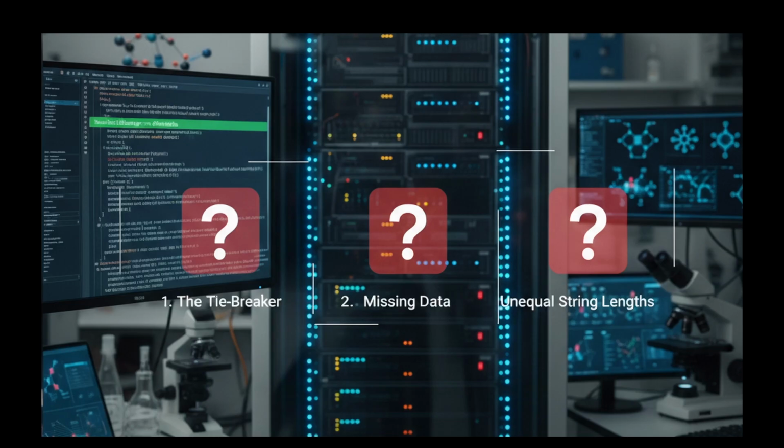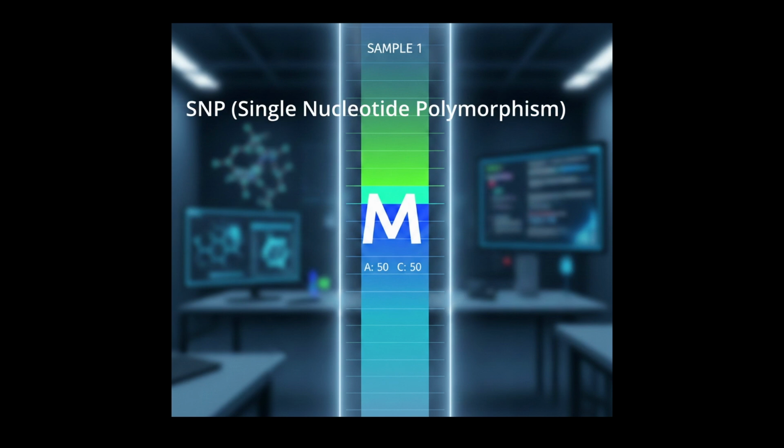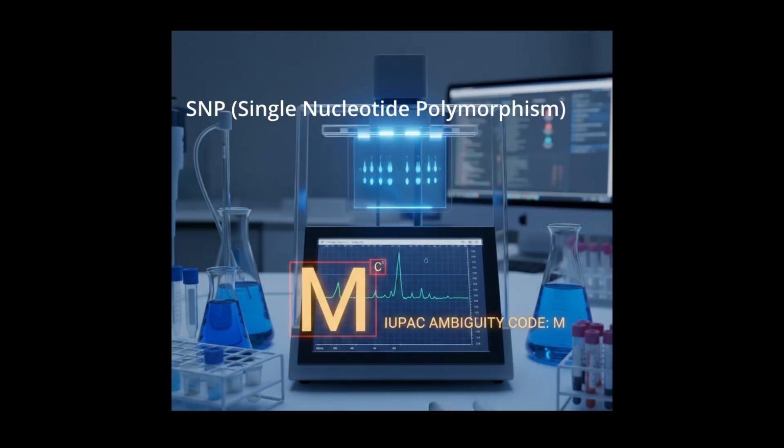Our code works perfectly for the Rosalind challenge. But if you're moving into real world bioinformatics, there are three hidden problems you need to know how to handle. First, the tiebreaker. What if adenine and cytosine both appear 50 times in the same column? In our current Python code, max will simply grab the first one it sees. In a lab, this usually indicates a SNP, single nucleotide polymorphism. To handle this like a pro, you could modify your script to return an IUPAC ambiguity code, like the letter M for A or C, instead of just guessing. It keeps your data honest.